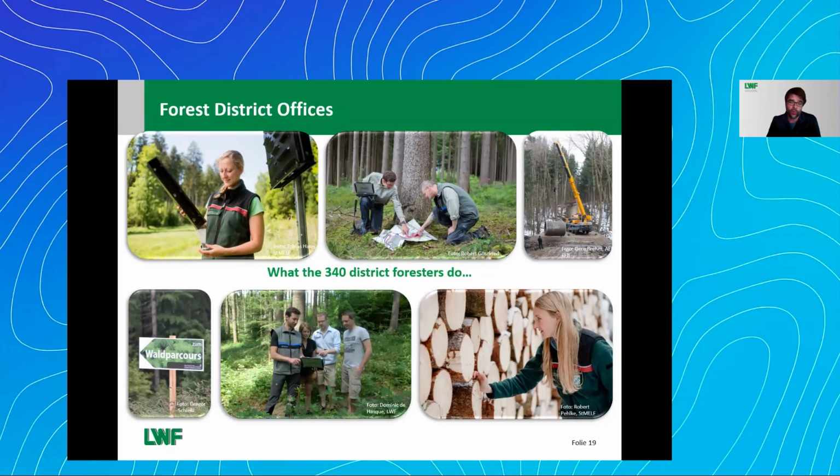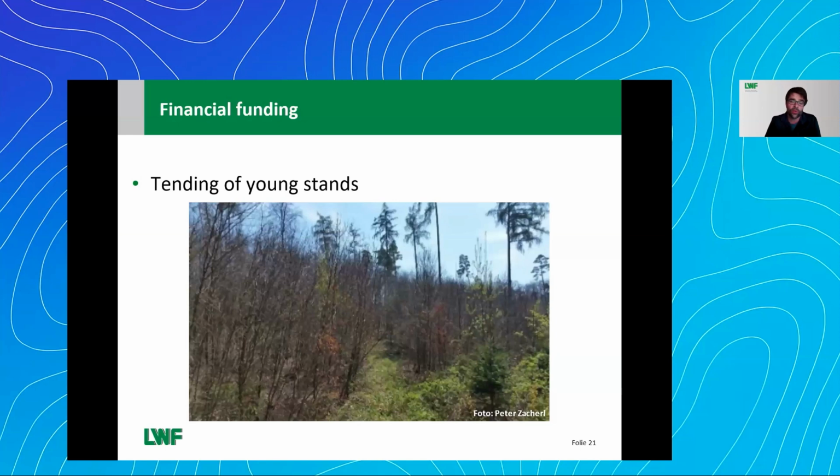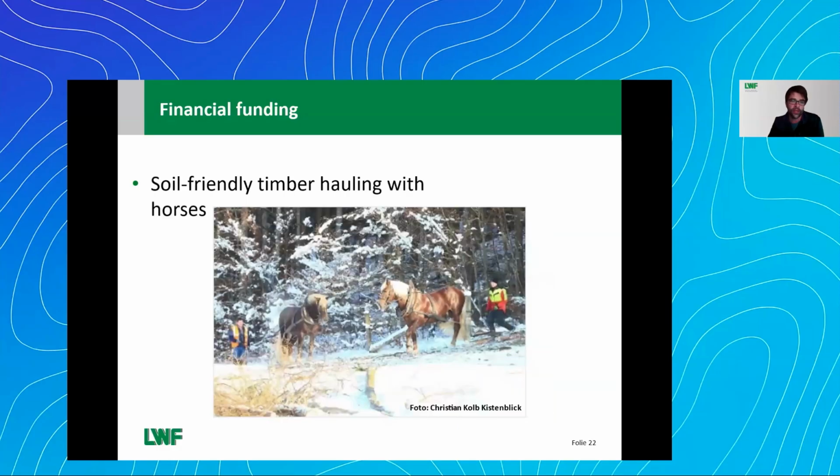So what are some funding programs? A very common funding program is reforestation. After the bark beetle, you need to plant again, maybe some more stable species like fir, like beech, and so on. Then another program is tending of young stands. Young forests need care: you have to remove weeds and unwanted tree species, which could outgrow the wanted tree species. And very special programs in some regions, like soil-friendly timber hauling with horses.